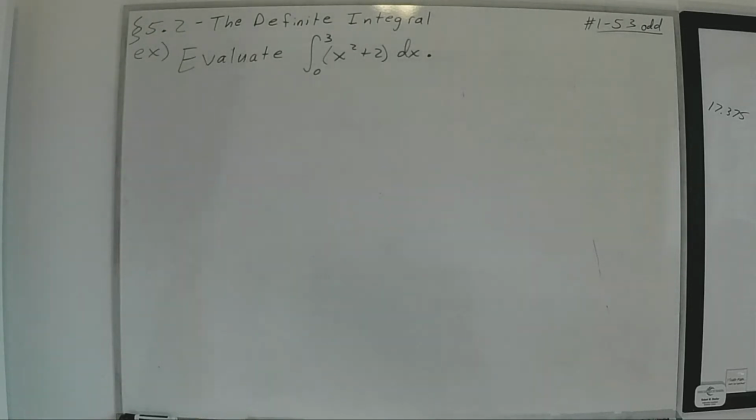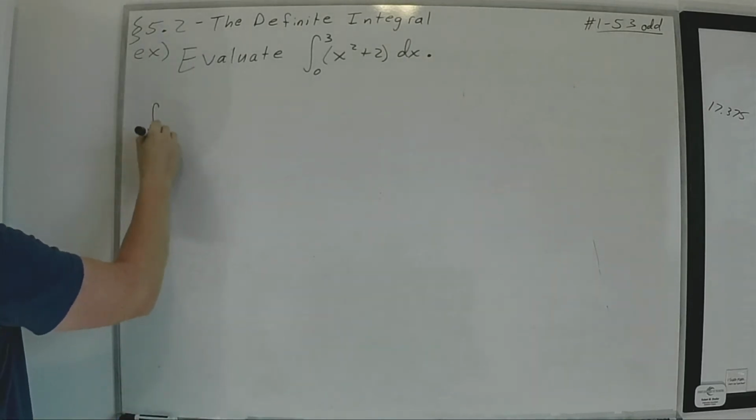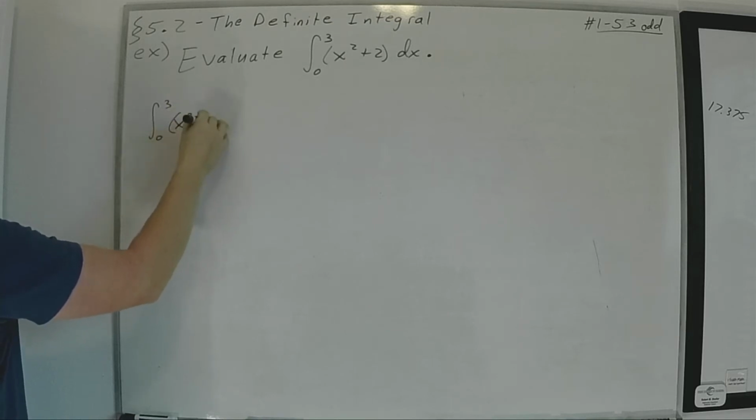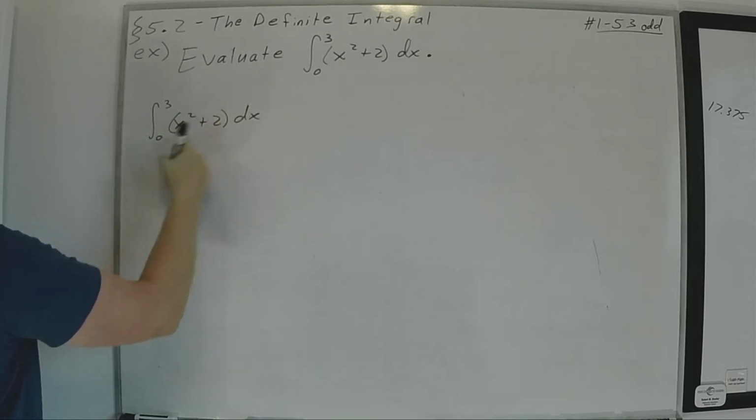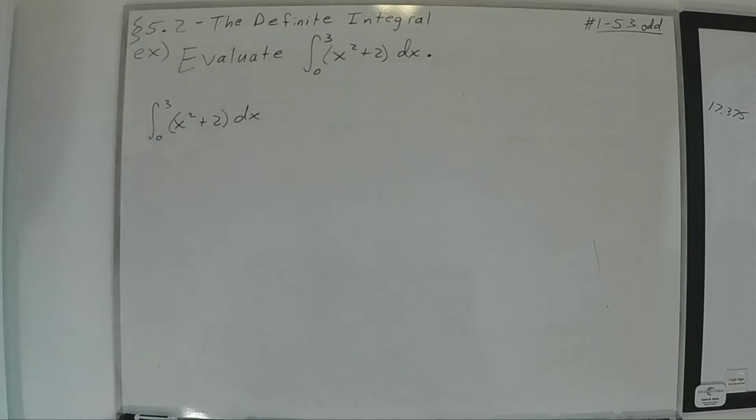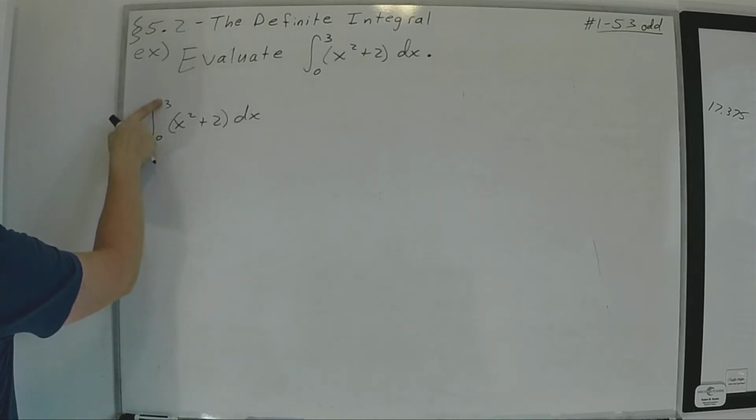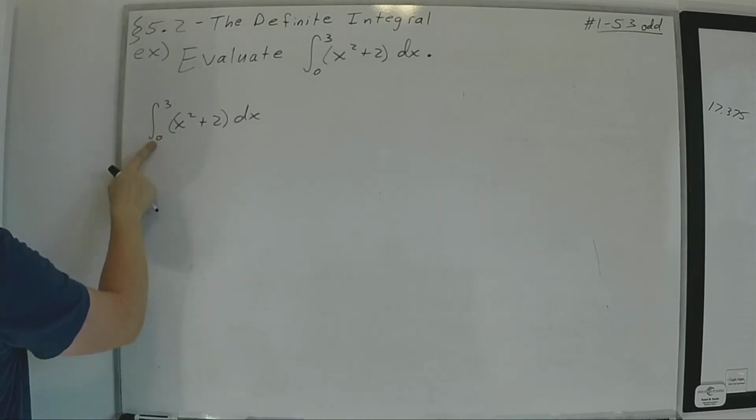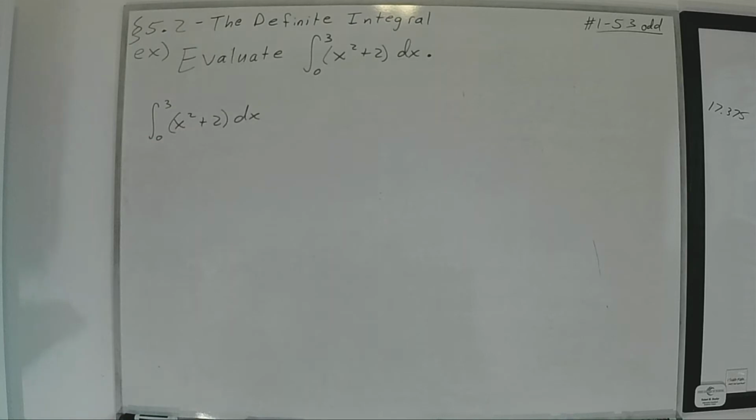So what we want to do is start by taking this integral from 0 to 3, noticing that the function we're dealing with is the same. We're integrating that same function f of x, x squared plus 2, from the same starting point to the same end point, from 0 to 3. So we've got a lower limit and an upper limit.